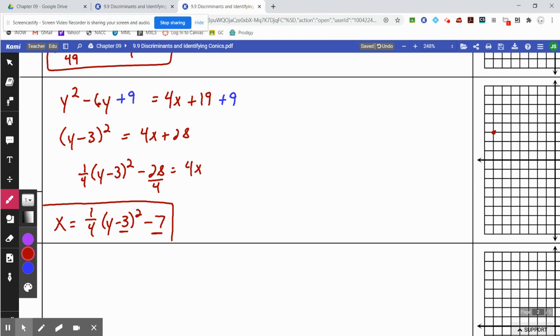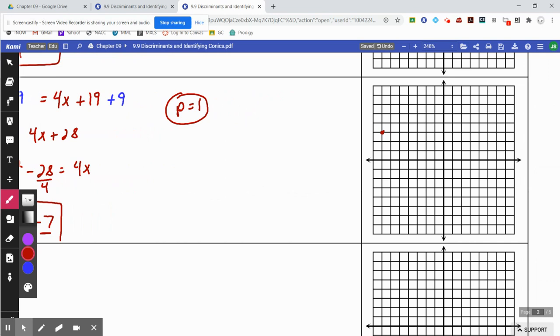Now let's go ahead and find a p-value. The way that we find a p-value is to set this equal to 1 over 4p, and that will give you a p-value of 1. Since it is a positive, that means that your focus is going to be to the right, means your directrix is going to be to the left.